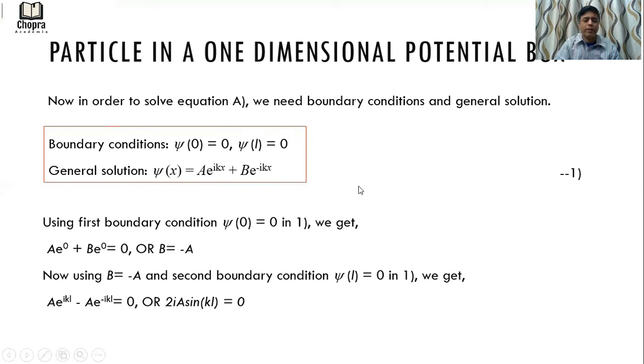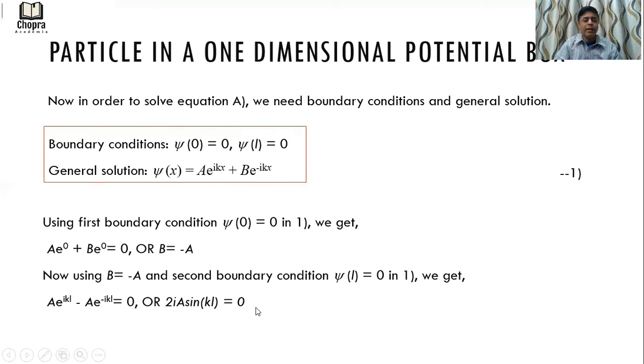We substitute the first boundary condition, psi at x equal to 0 is equal to 0, in equation number 1. So we get b is equal to minus a. That is the first result. Now using the second boundary condition and b is equal to minus a in equation number 1 again, I find a e to the power ikL minus a e to the power minus ikL is equal to 0, or 2ia sine kL is equal to 0. So this is what we get once we have b equal to minus a and psi at x equal to L equal to 0.